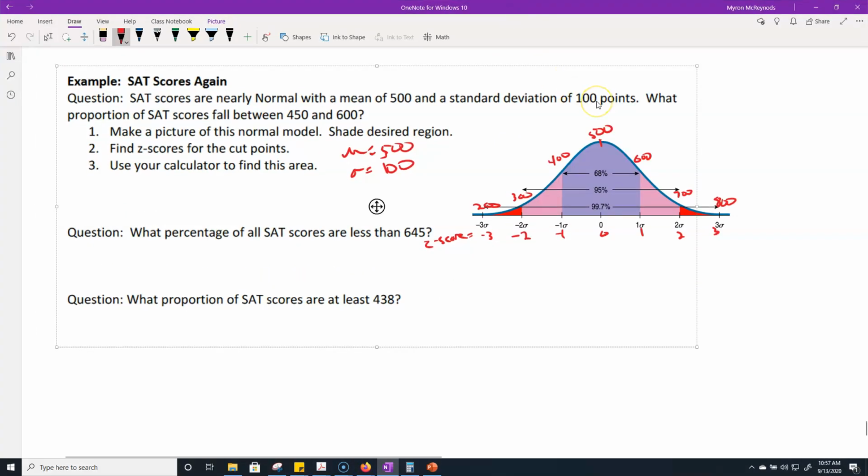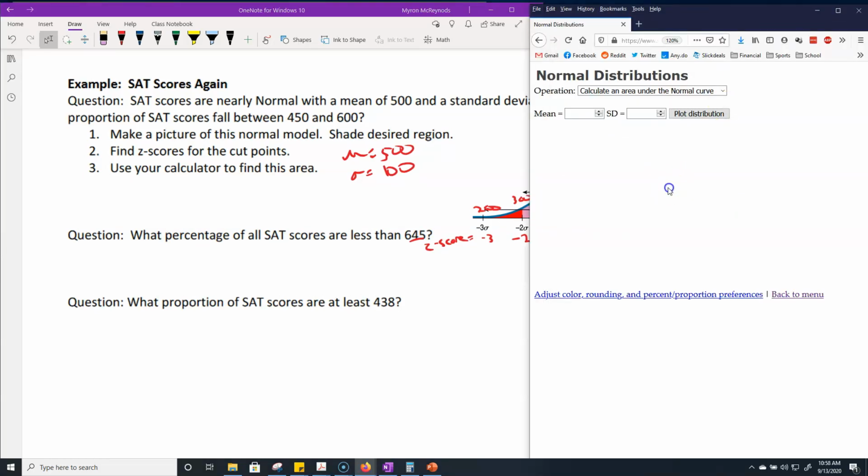Let's take a look at it on here before. If we look at our chart here, 645 should be between 600 and 700. It should be right here, right? So most people are below 645. So what percentage scored less than that? This should be a pretty big number, right? Because most people scored less than 645. But let's take a look and calculate this in the calculator.